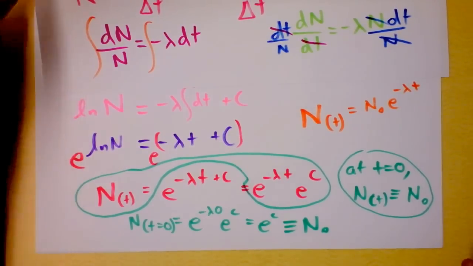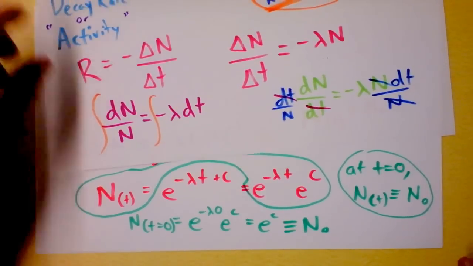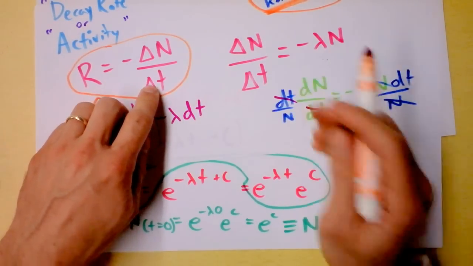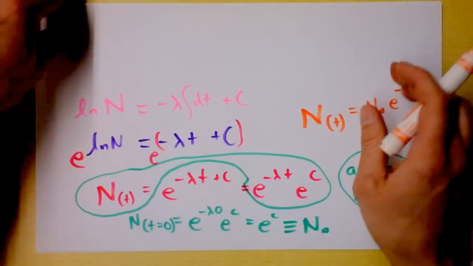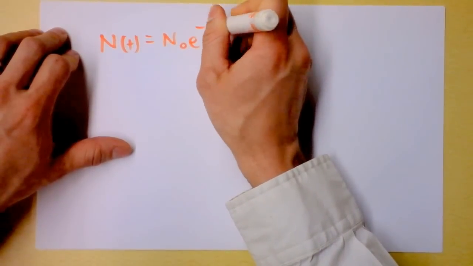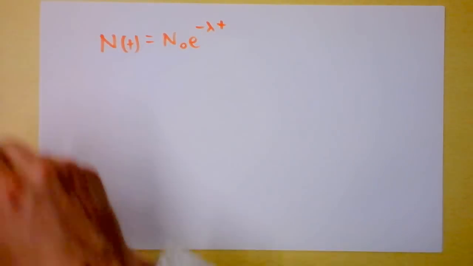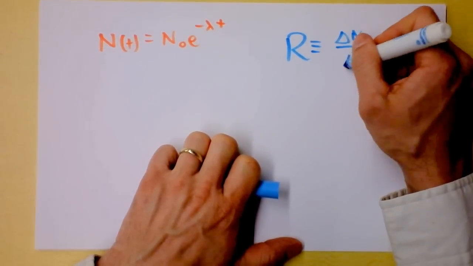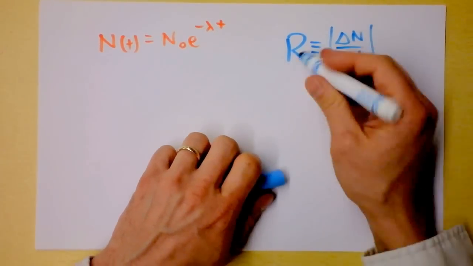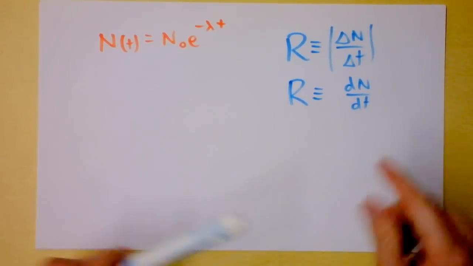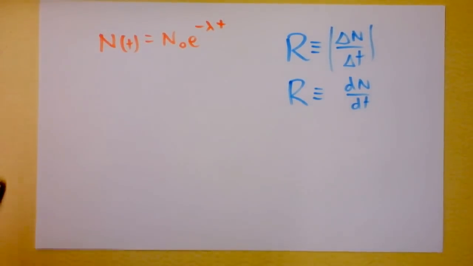Oh wait, I can say some more about rate now. Here's rate. Rate is the derivative of the number that are left. So let's take this equation one more time. I'm saying the number as a function of time is n naught times e to the minus lambda t, and where I previously had rate defined as delta n over delta t, absolute value, now I'm going to define rate as dn dt. So it's the slope of the graph that we had at the beginning.